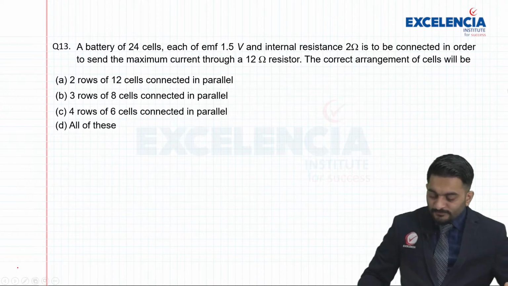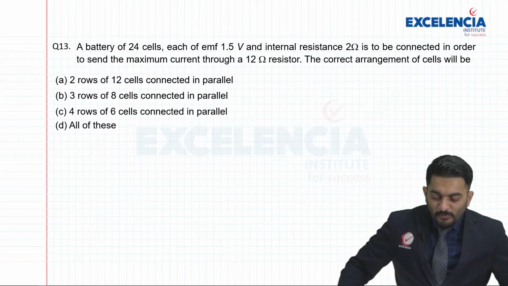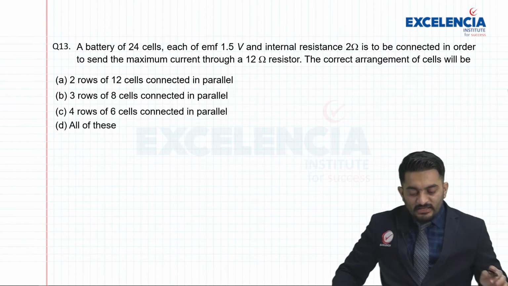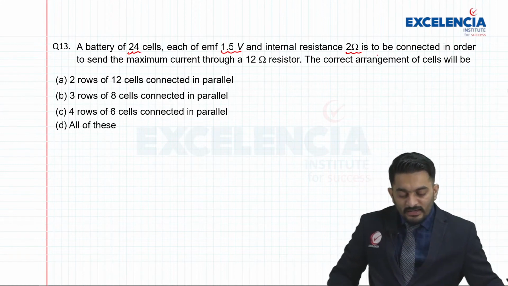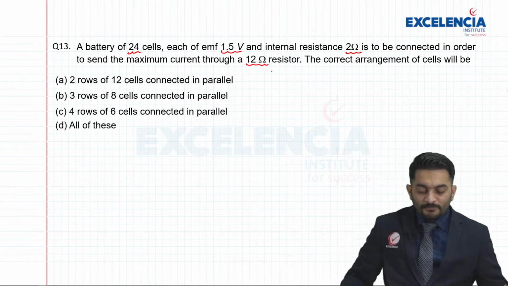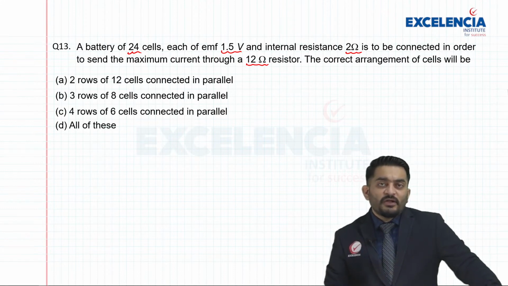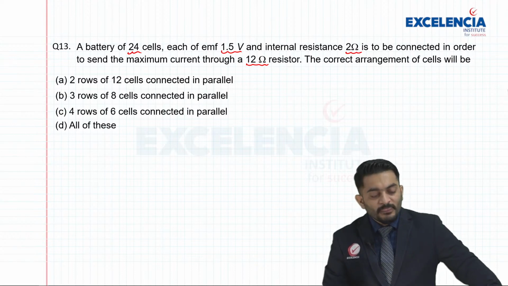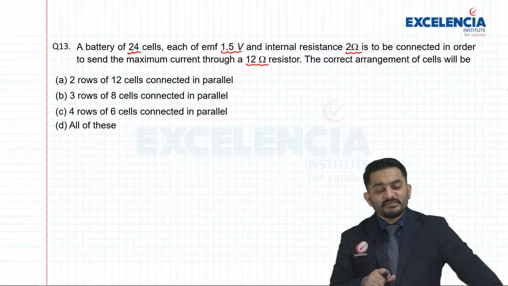So our next question is: a battery of 24 cells, each of EMF 1.5 volt, internal resistance also given as 2 ohm, connected in order to send the maximum current through a 12 ohm resistor. 12 ohm is your external resistance which you have connected. Now if you see, this question is a mixed combination. You have cells which can be present in series, and cells which can also be present in parallel.